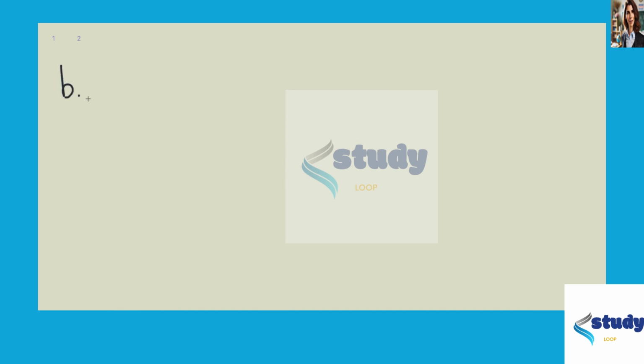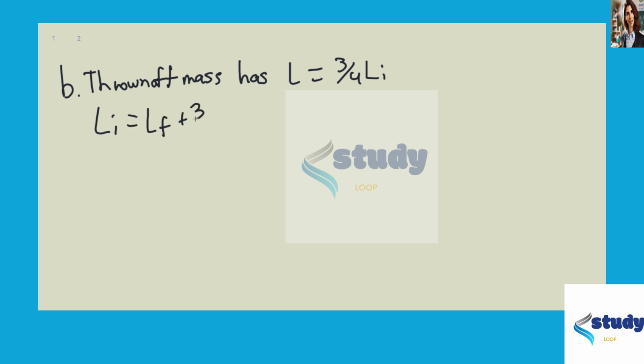Now for part B, it's a little bit different because the thrown off mass has L equals 3/4 of L initial. So the thrown off mass has an angular momentum of 3/4 of the initial angular momentum. So we can say that L initial equals L final plus 3/4 L initial. So that means that L final simply equals L initial over 4.